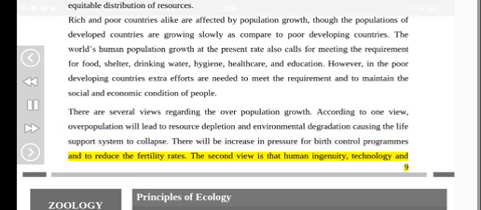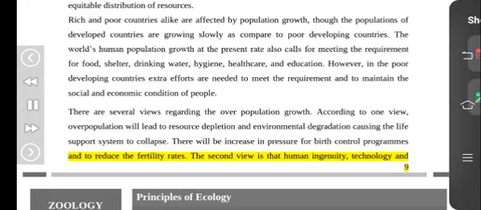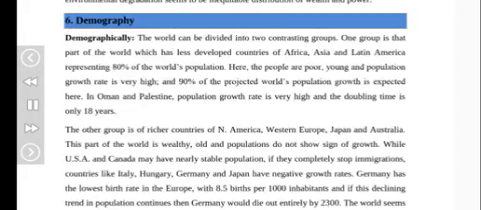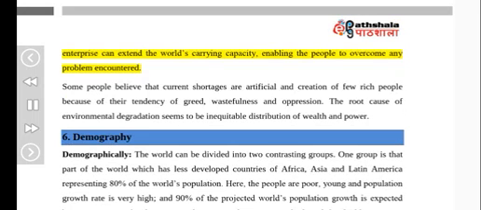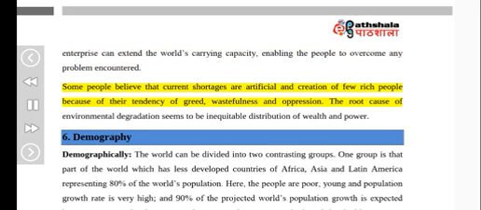The second view is that human ingenuity, technology, and enterprise can extend the world's carrying capacity, enabling the people to overcome any problem encountered. Some people believe that current shortages are artificial and creation of few rich people because of their tendency of greed, wastefulness, and oppression. The root cause of environmental degradation seems to be inequitable distribution of wealth and power.